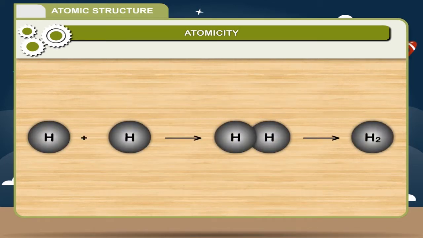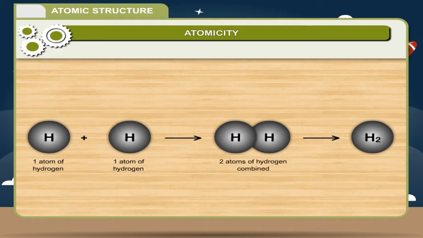Molecule of hydrogen is called diatomic. Di is equal to 2. Atomic is equal to atom. And its atomicity is also 2. H, 1 atom of hydrogen, plus H, 1 atom of hydrogen, gives HH. 2 atoms of hydrogen combined gives H2, 1 molecule of hydrogen which is made up of 2 atoms of hydrogen.